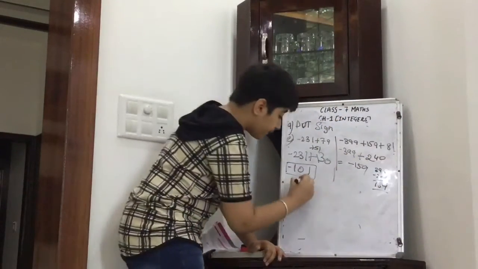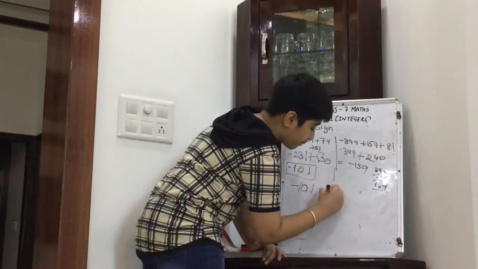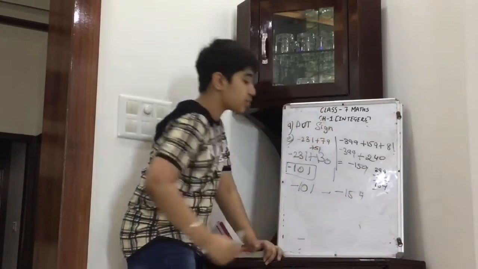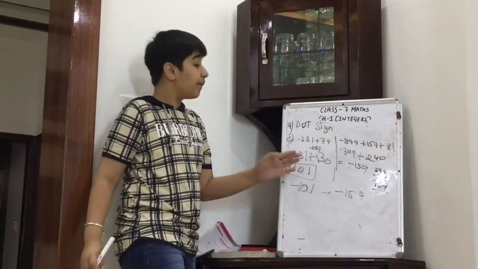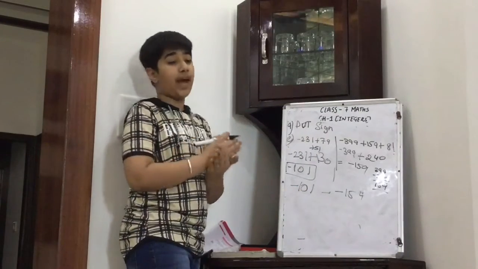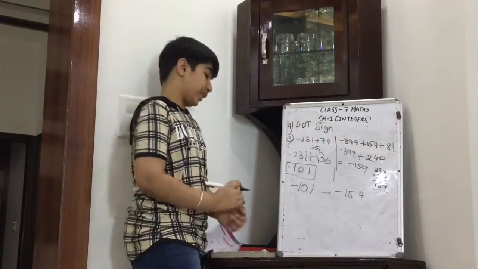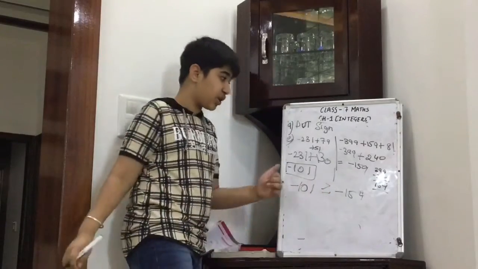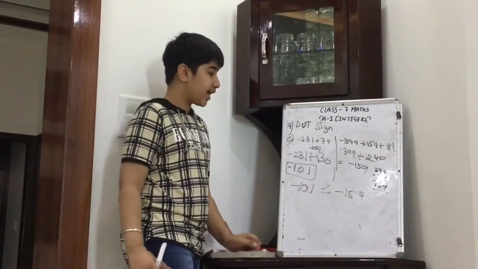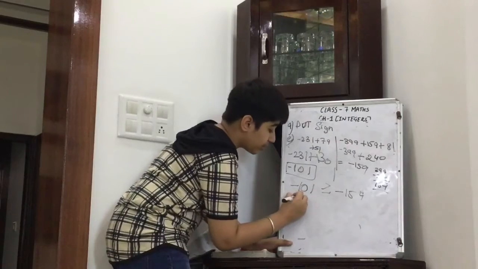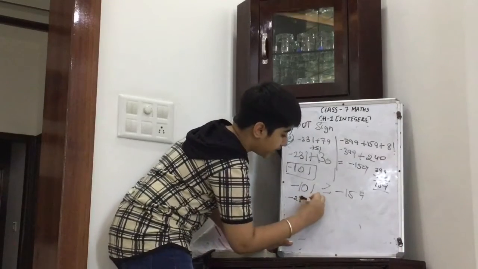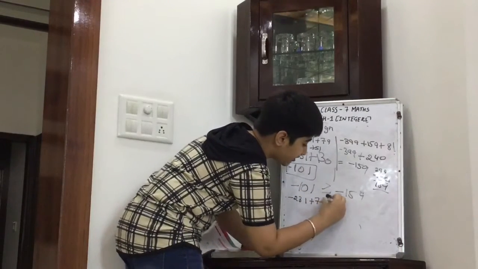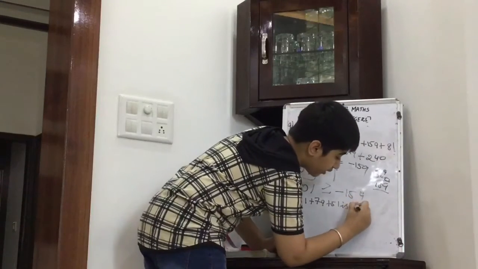So minus 101 and minus 159: 101 is bigger, because whenever it is in subtraction, the number which is smaller is actually bigger. So 101 is bigger, and we can say that minus 231 plus 79 plus 51 is greater.